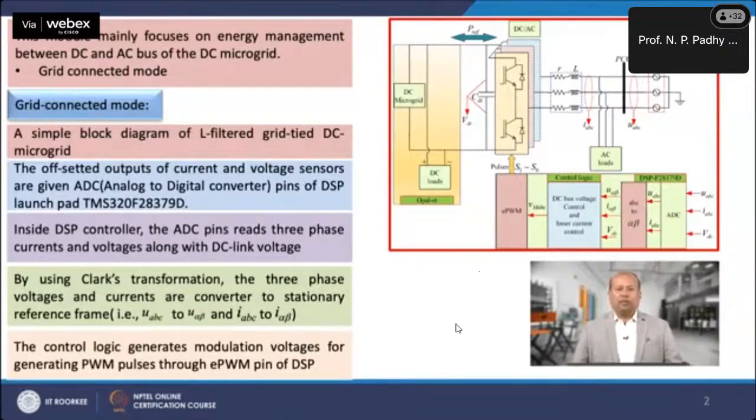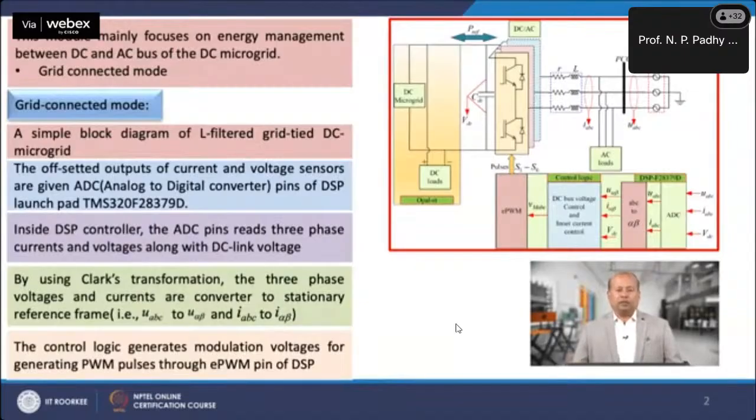A Hall effect voltage and current sensor are used to measure the voltage at PCC and the current through the inductor. The measured voltage and currents are biased to shift the signal above 0 level. The offset outputs of the current and voltage sensors are given to the analog to digital converter, so-called ADC pins, of the DSP LaunchPad TMS320F28379D.